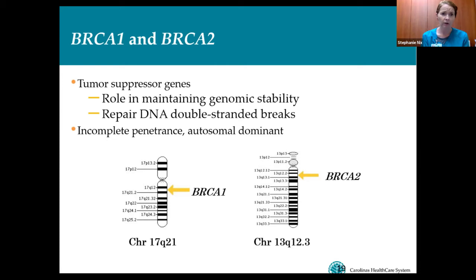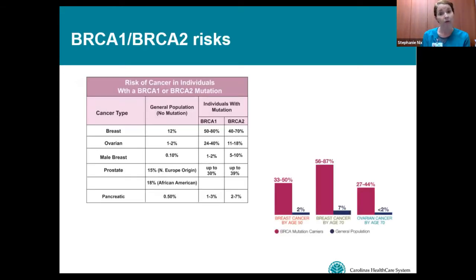Got some fancy words here: incomplete penetrance. That basically just means that you can have a BRCA mutation and never get cancer. Okay, it's not 100%. The risks are quite elevated though compared to average. So in the table on the left, you can see cancer type breast. The general population, assuming that there's no mutation, has about a 12% likelihood to develop breast cancer in the lifetime. If we have a BRCA1 mutation, that risk goes up to about 80%. BRCA2, we still say about 80%, it may be slightly less.